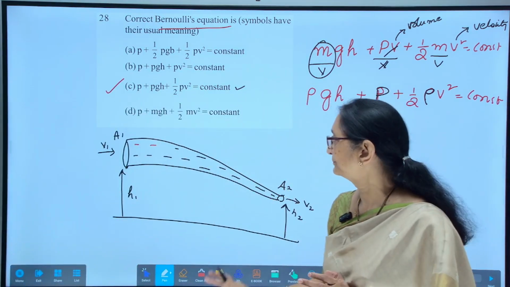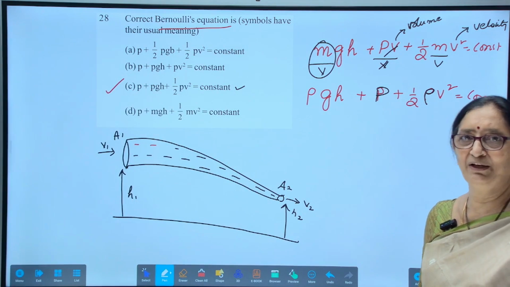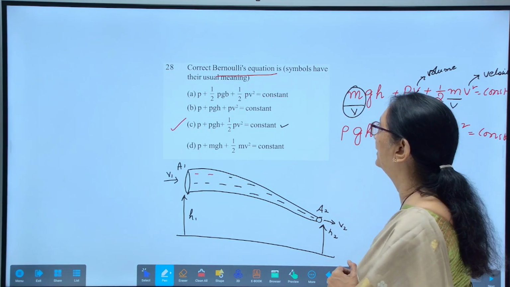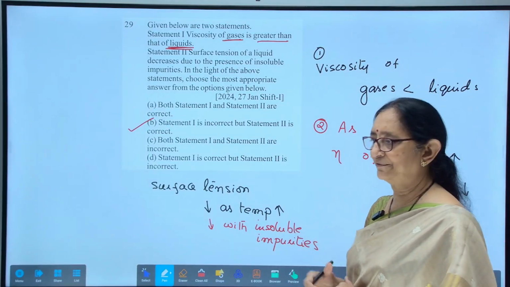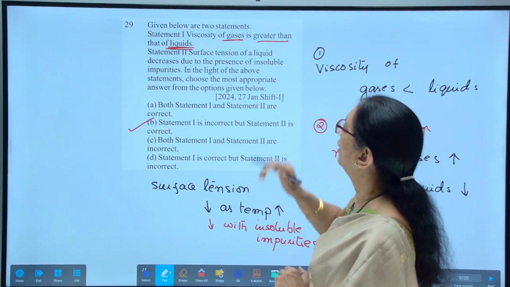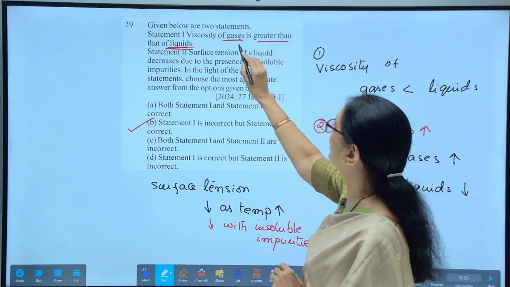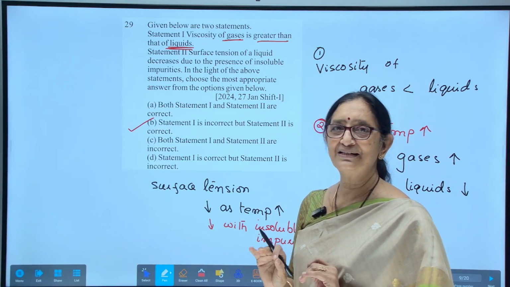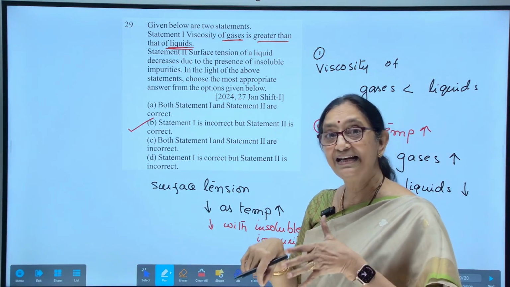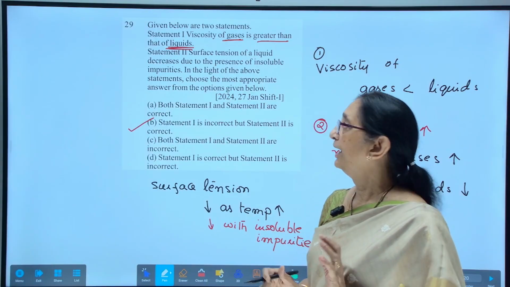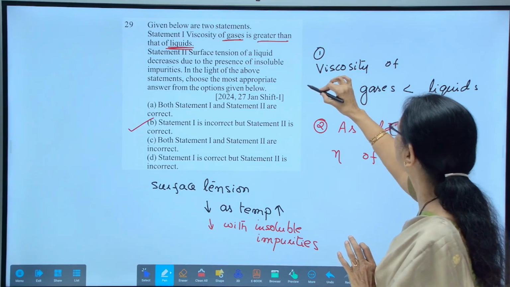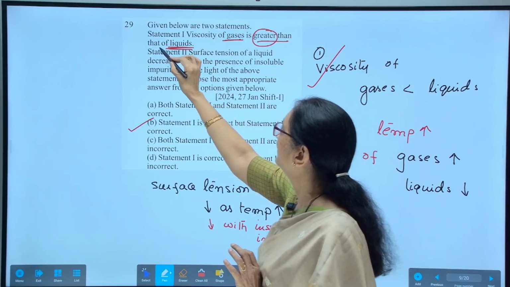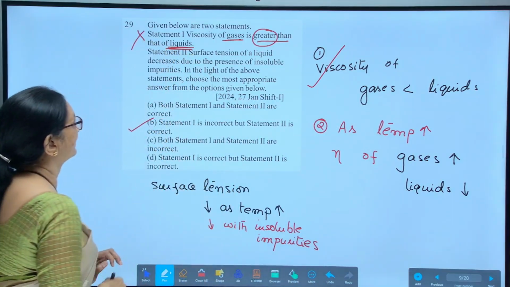That is a very important question, we know Bernoulli's theorem. Now, look into the next problem. Look here, again a statement question. Given below are two statements. Statement 1, viscosity of gases is greater than that of liquids. No. Viscosity of gases is less than that of liquids, but as he mentioned greater, very obviously that is a wrong statement.